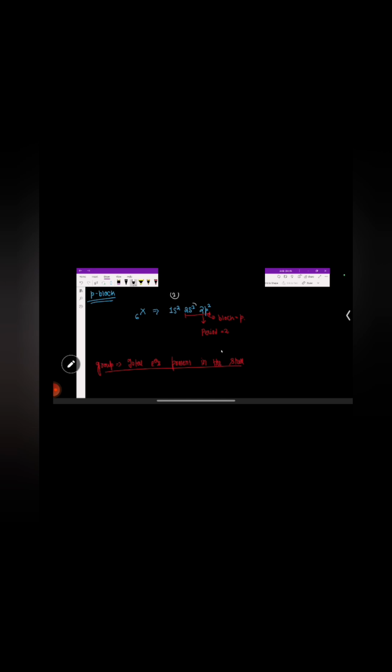How many electrons are totally present in the shell number 2? Total it is 4. 2s and 2p combined together it is 4, right? So I have to take that number. So 10 plus 4, it is 14, and 14 is the number of the group.